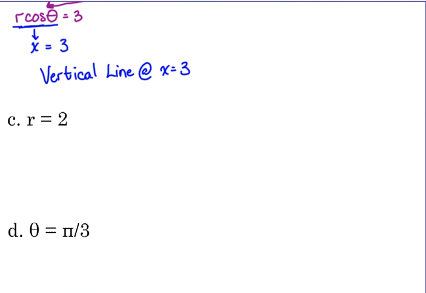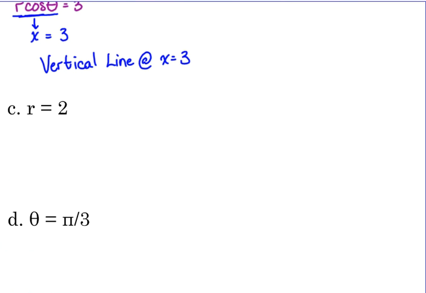R is equal to 2. Okay, so again, we're looking for those relationships. I'm not seeing one right off the bat because I don't have R squared, I don't have R cosine theta, I don't have R sine theta. So again, we're in kind of the manipulating game here.